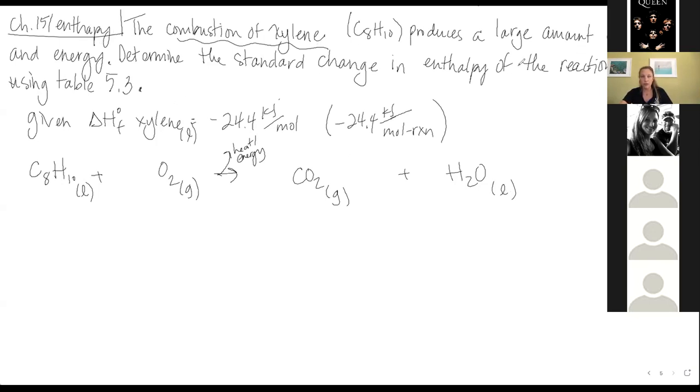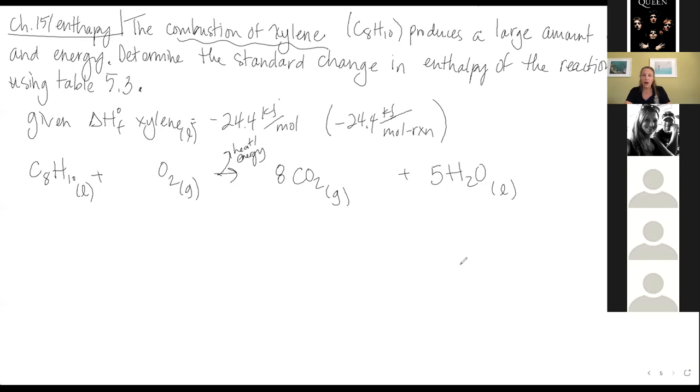So you should be able to draw this equation from this statement: the combustion of xylene produces a large amount of heat and energy. You're given the equation for xylene, so you can write this equation and then balance it. When we balance this, I always start with the carbon, because I have carbon coming from my fuel into carbon dioxide. I know that's a 1-to-1, so I have 8 carbons here. I want to make sure I have 8 carbons here. Then I go to my hydrogens. I have 10 hydrogens here. I have 2 hydrogens here. I need to multiply this by 5.